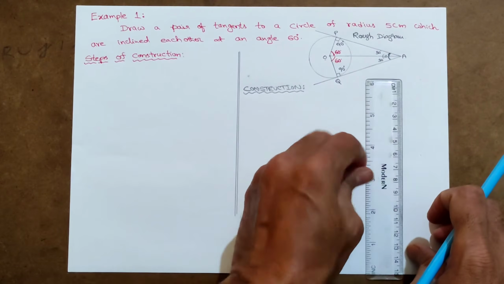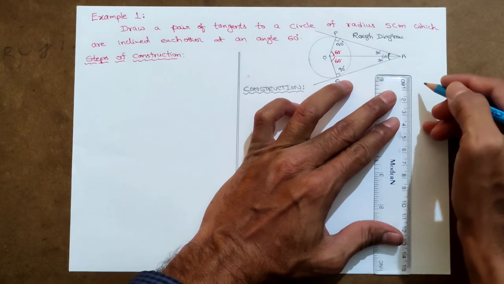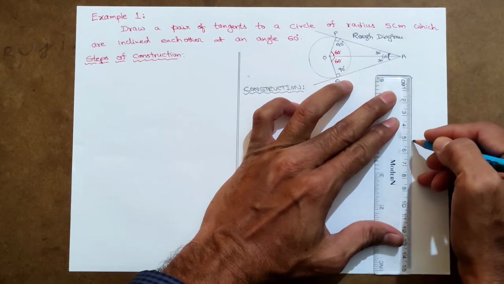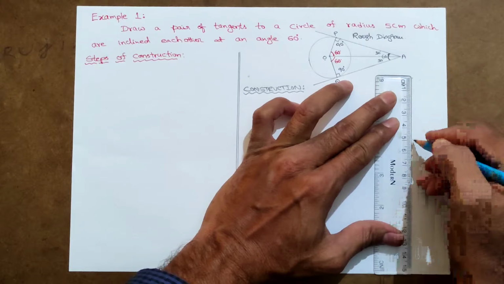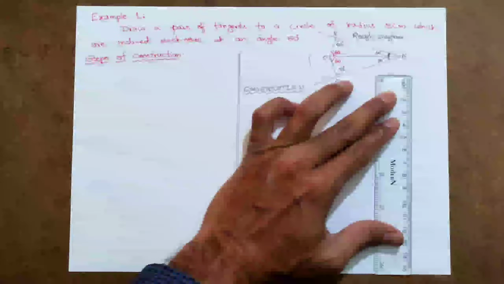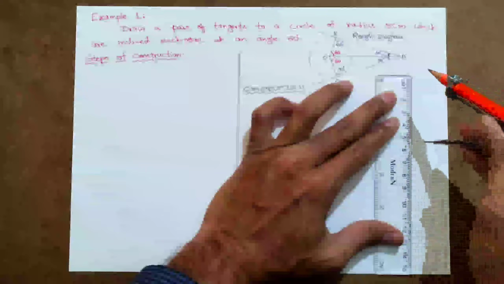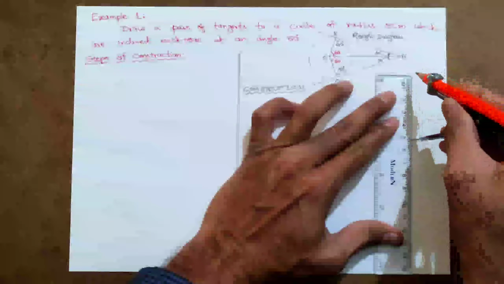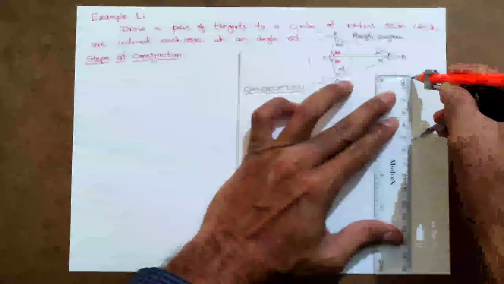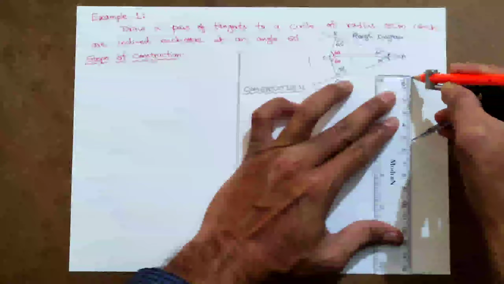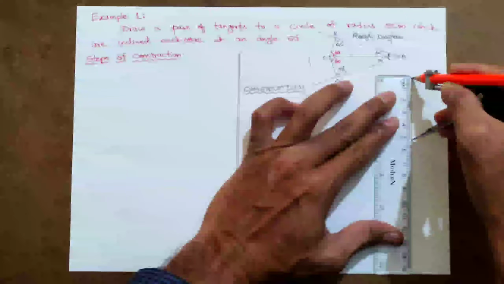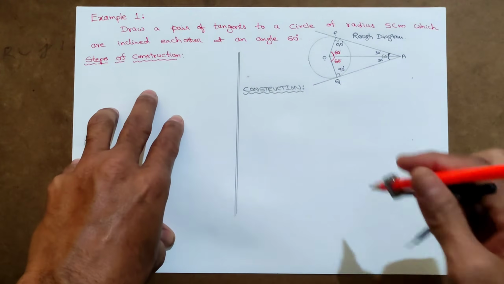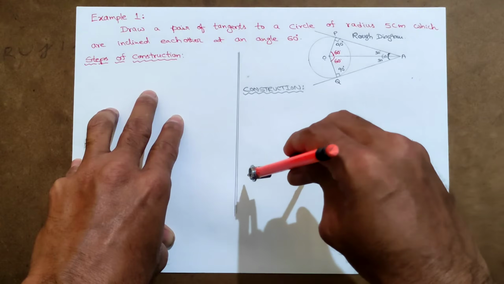Let us measure 5 centimeter first. This is 0 to 5. So let us take 5 centimeter. This is 5. Now we are going to draw a circle of radius 5 centimeter.